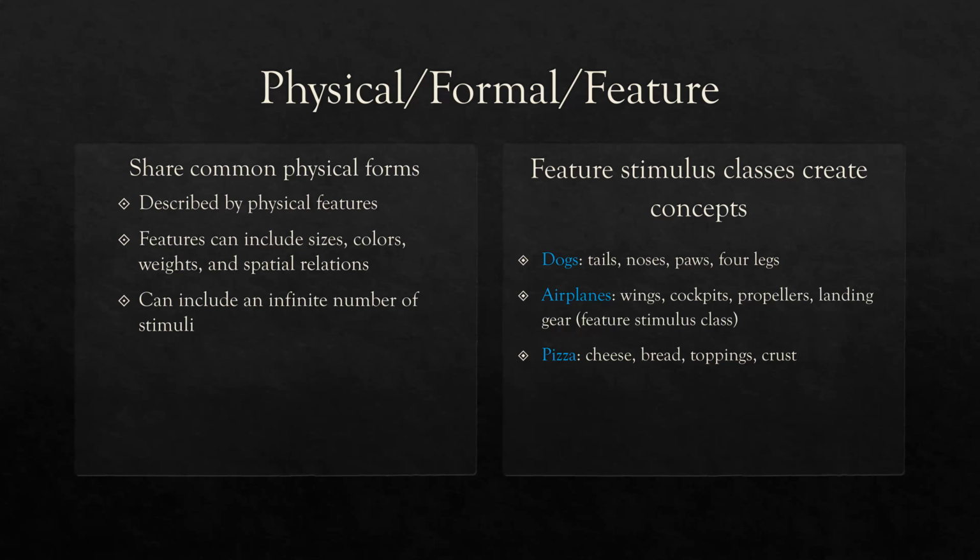Cats also share tails and noses and paws and four legs, right? So we're creating different concepts using these feature stimulus classes, and then we teach learners to discriminate between the different classes. You get an idea of how concepts are formed. If we take wings and cockpits and landing gear and propellers, combine them all, make airplanes. And all these airplanes form a stimulus class. And then cheese, bread, toppings, crust, put them all together, get pizza, right? All these feature stimulus classes share these common physical features and forms.